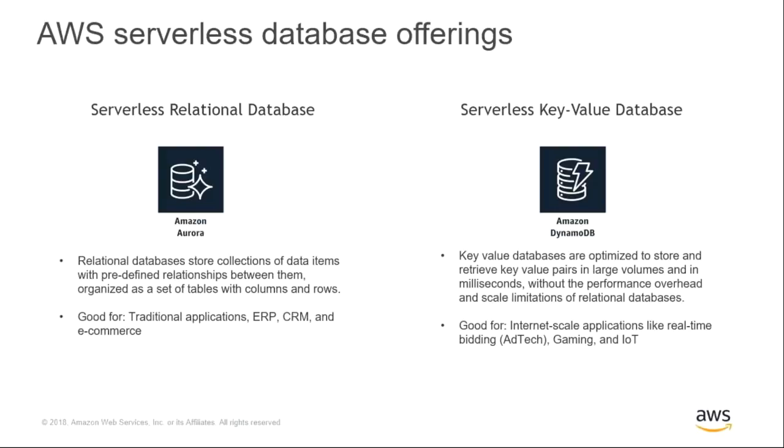A newer type of database is non-relational, where a prominent type of non-relational database is a key value database, which is optimized to store and retrieve key value pairs in large volumes and in milliseconds. So it avoids a lot of the overhead that you have for relational databases, which do need some amount of work in order to maintain those relationships and keep everything consistent. So with a key value database, you get a lot of performance improvements and high volume.